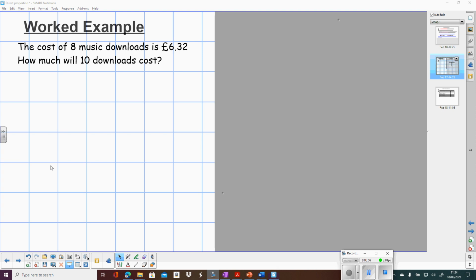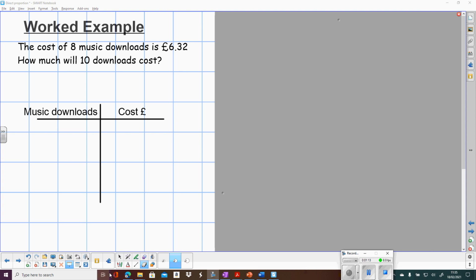Let's do a quick worked example. The cost of 8 music downloads is £6.32. How much will 10 downloads cost? Again, like we did for sharing a given quantity, we'll use a proportion table. So here's our proportion table, and we're going to write down what we know.